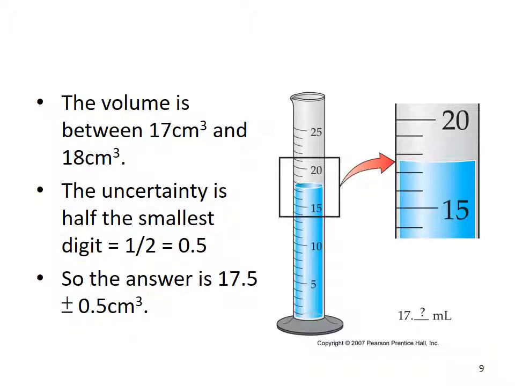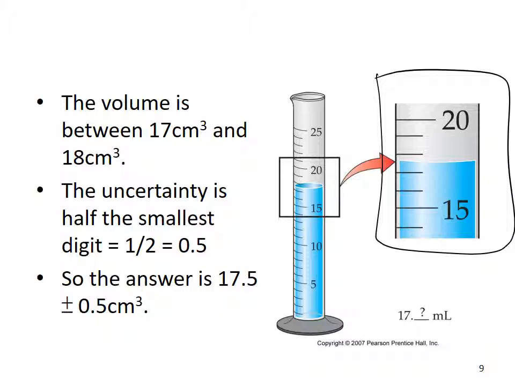So just looking at this example here, this measuring cylinder, if you look up close, with no parallax error at the meniscus, you can see the volume is between 17 centimeters cubed and 18 centimeters cubed. Therefore, the uncertainty is half the smallest digit. So it's going to be 0.5, because the smallest digit is 1. So the answer for that volume is 17.5 plus or minus 0.5 centimeters cubed, because 1 is the smallest digit.